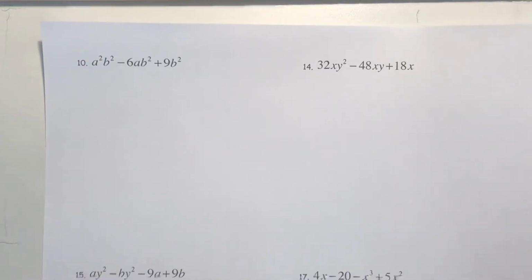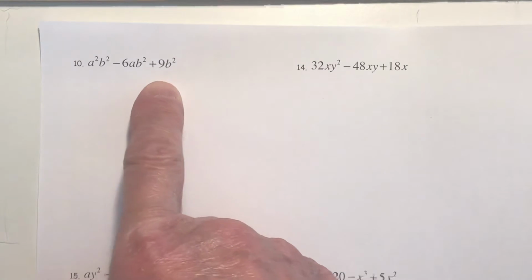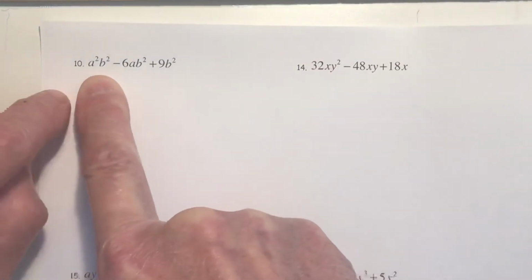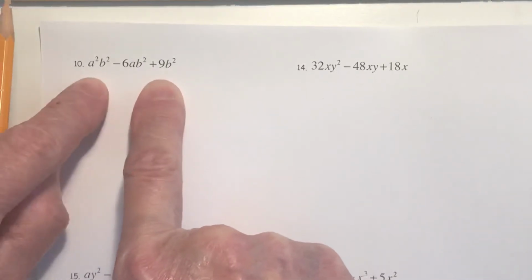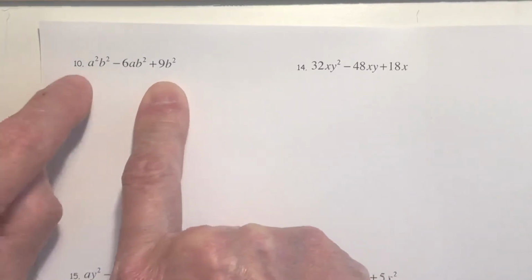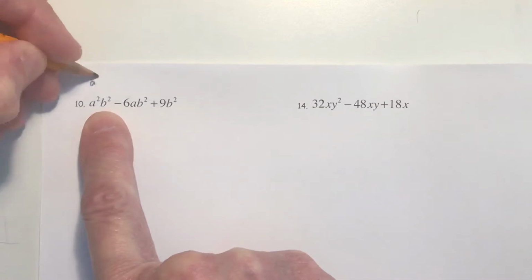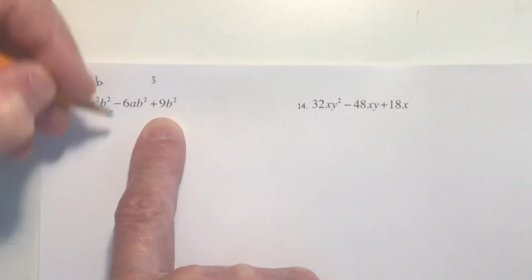Page 3 now, and we're looking at 3 terms, and there's not an A in all 3, there's not a B in all 3, there's certainly no number, there's no GCF. Is it maybe a perfect square trinomial? Let's investigate. This is the square of AB. This is the square of, oh, you know what?